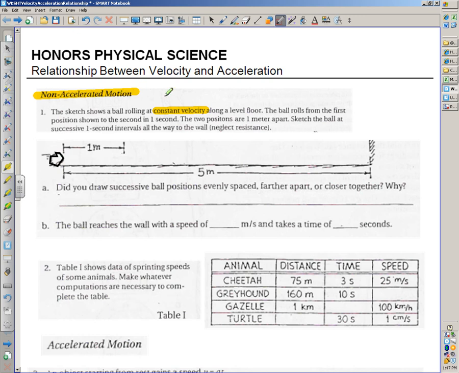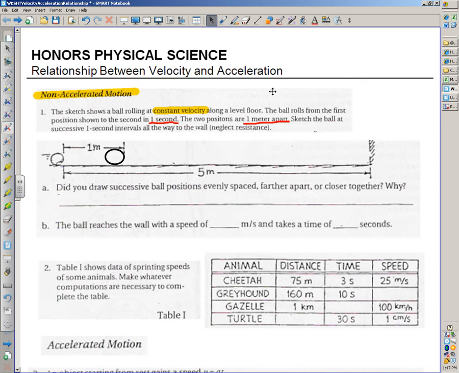So it goes from this spot here, it's a little big, but that's all right, to this spot here over a time of 1 second. And it says that those intervals are 1 second apart. Okay? But then it also tells you that the 2 positions are 1 meter apart. Okay?